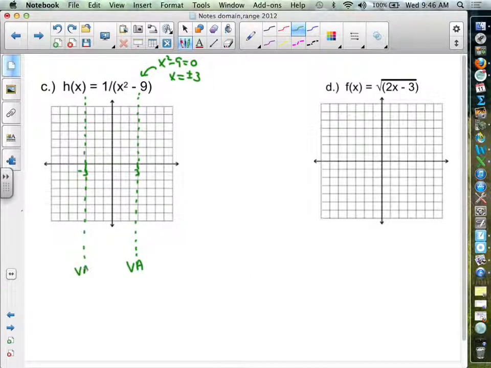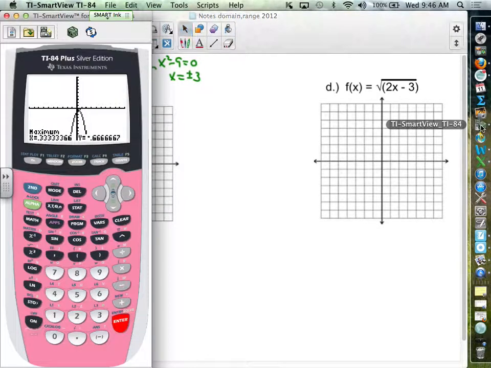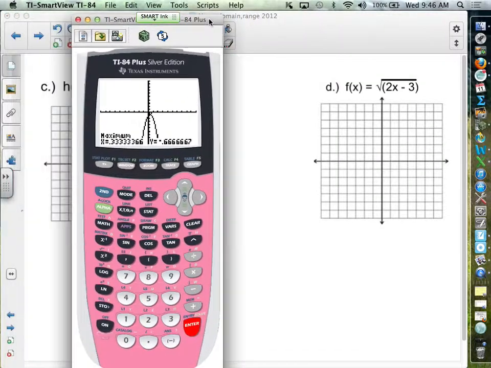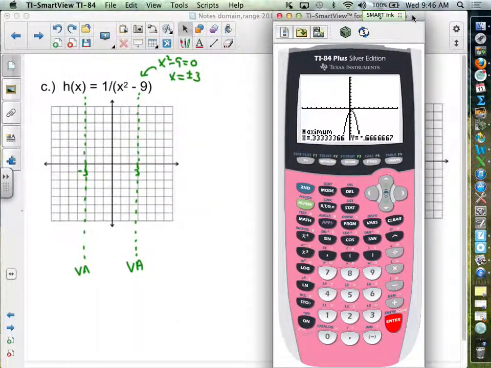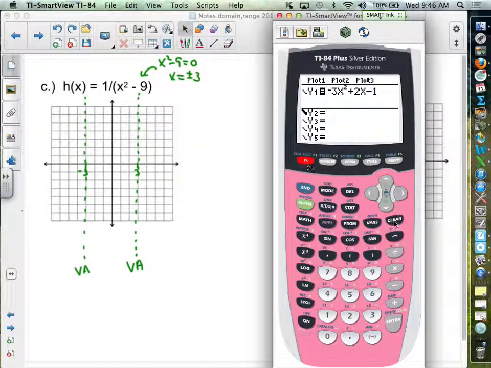Vertical asymptotes, I use VA for that. And then if you graph this with your calculator, you're going to see some other things happen too. So let's pull this one up within the calculator. So I have 1 divided by x squared minus 9.